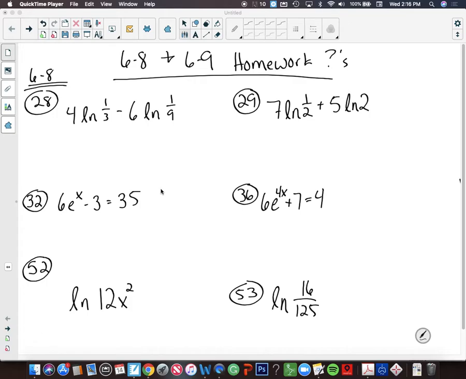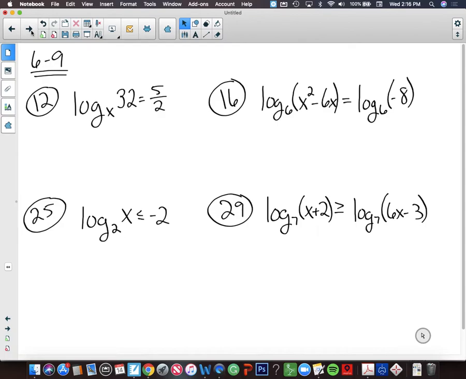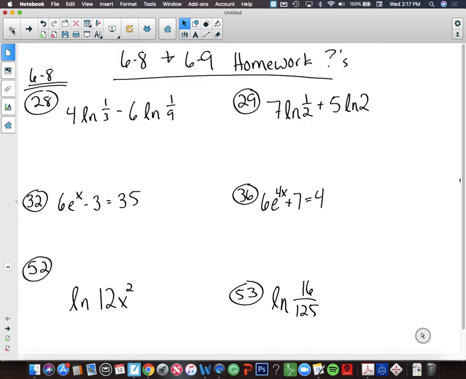Okay, so these are all from section 6-8. So I got 6 of them here, and I will go through these 4 from 6-9. Okay, so you should be able to recognize that these are pretty similar to the stuff that we've done before. We just have natural logs floating around now. So on 28 and 29, you just had to condense them, okay? So put them into one single logarithm or one single natural log, okay?